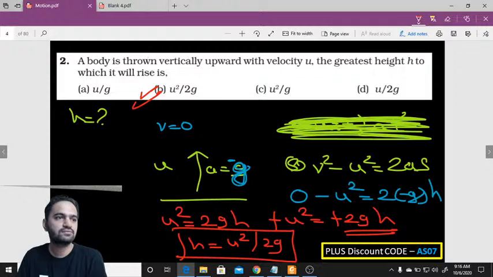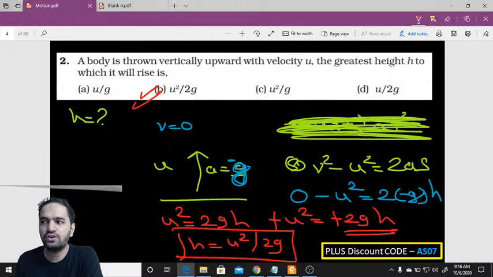Are you understanding how we calculated this? We have just used a formula which is a very basic one, and we have used it for calculating the answer. Option B would be the answer.